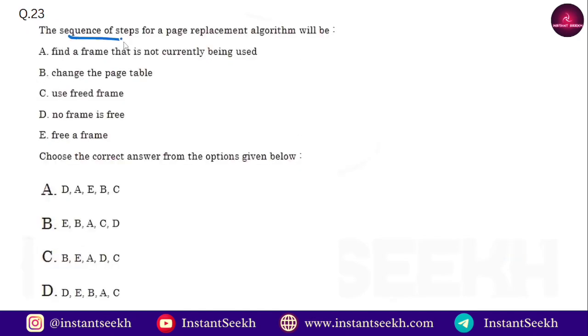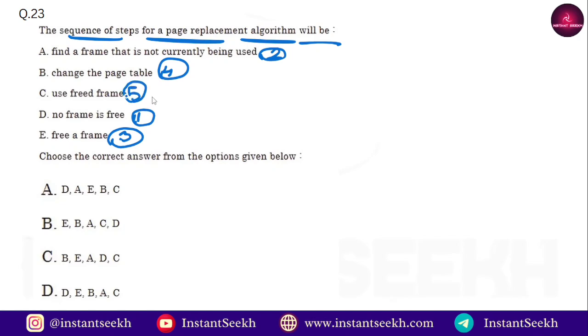The sequence of steps for a page replacement algorithm will be what? Whenever we do page replacement, what is the sequence? Let's start first. No frame is free, option number D. Next, find a frame that is not currently being used. We need to identify those frames. Then we free a frame for allocation purposes. After that, we change the page table, and after that we use the frame that we have recently freed.